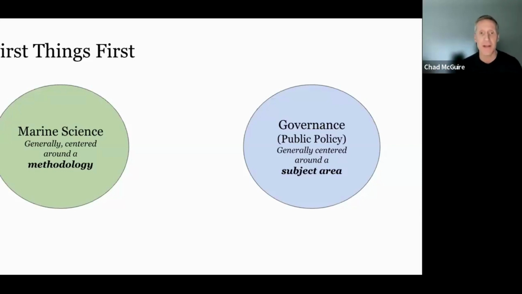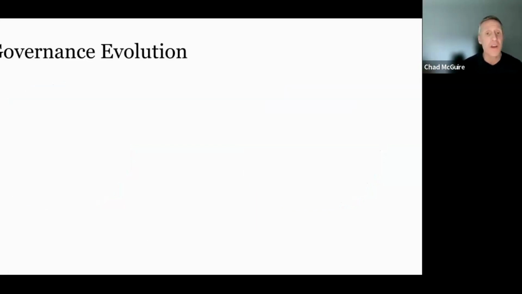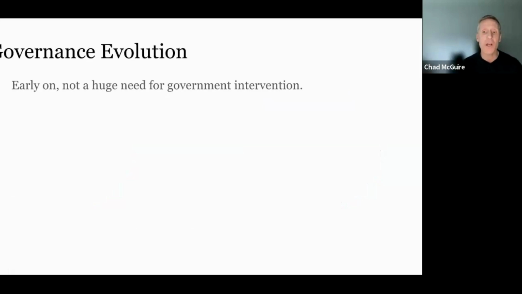We can even differ on the foundations when we're talking about a subject area study versus a methodology, where we're not all agreeing upon that foundation. So the room for disagreement, relatively speaking, is lower in the world of the hard sciences, especially when you have the same methodological foundation. It's a lot higher when you're looking at a subject area. And so that's important to know. As far as governance evolution, early on, in terms of the governance of the oceans, there was not a huge need for government intervention, historically speaking. And the reason why, of course, is that early on in human history, we weren't really good at getting out in the water very far.